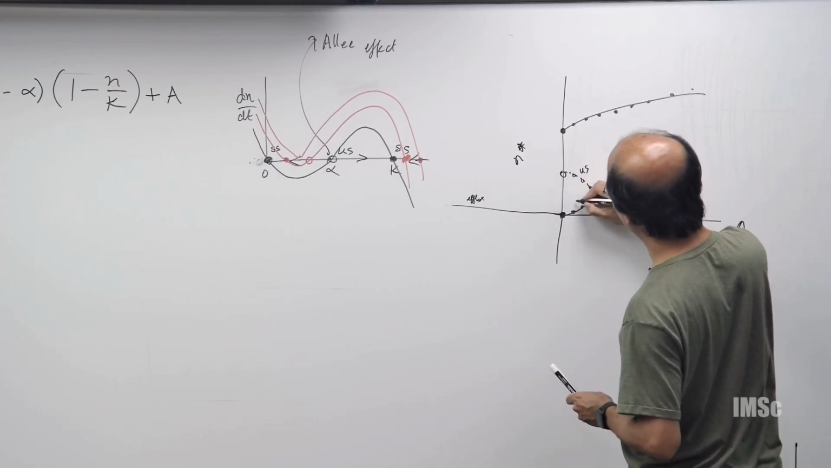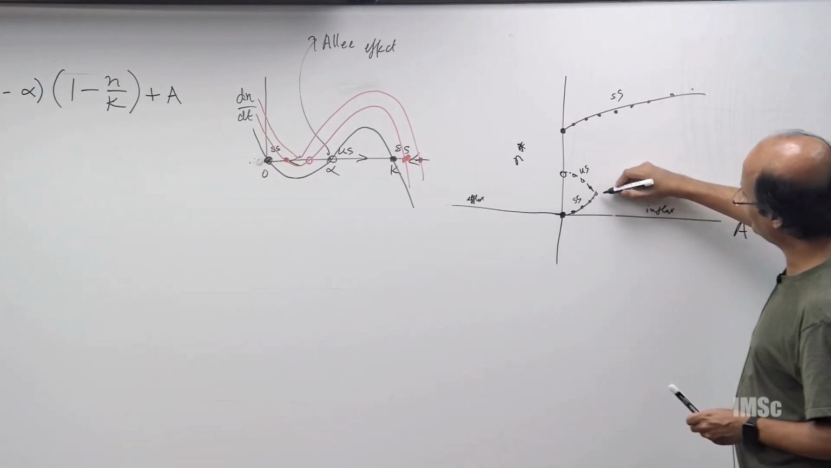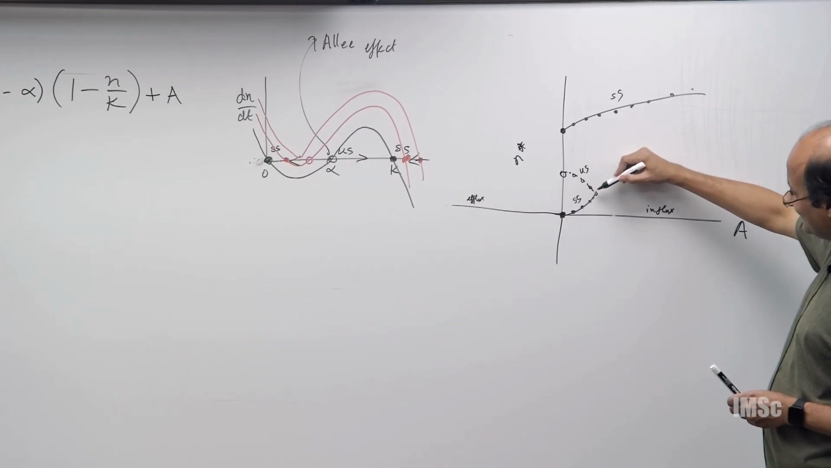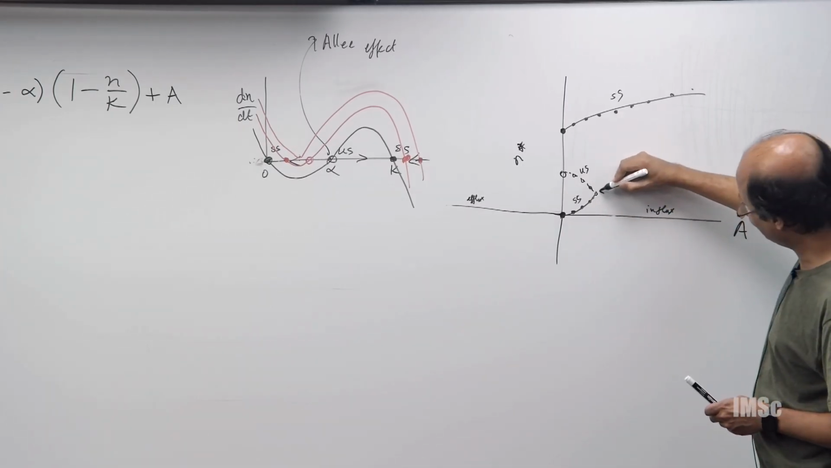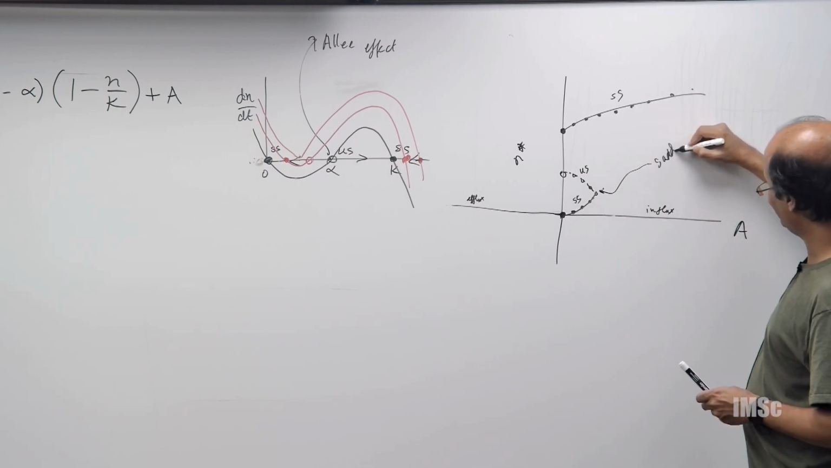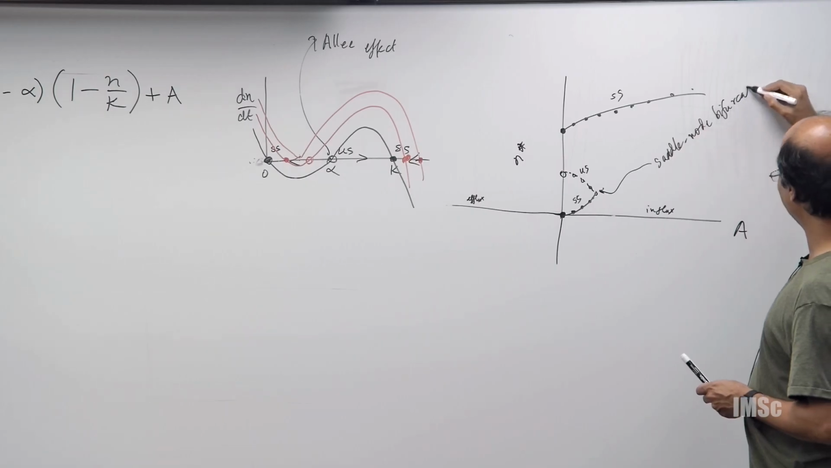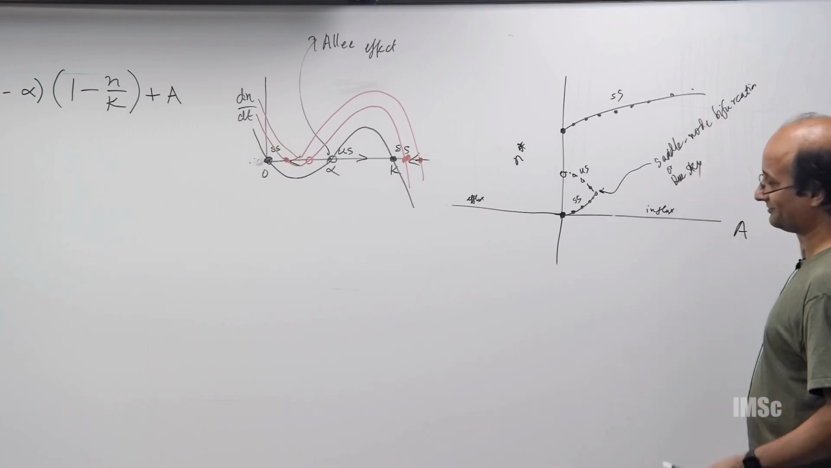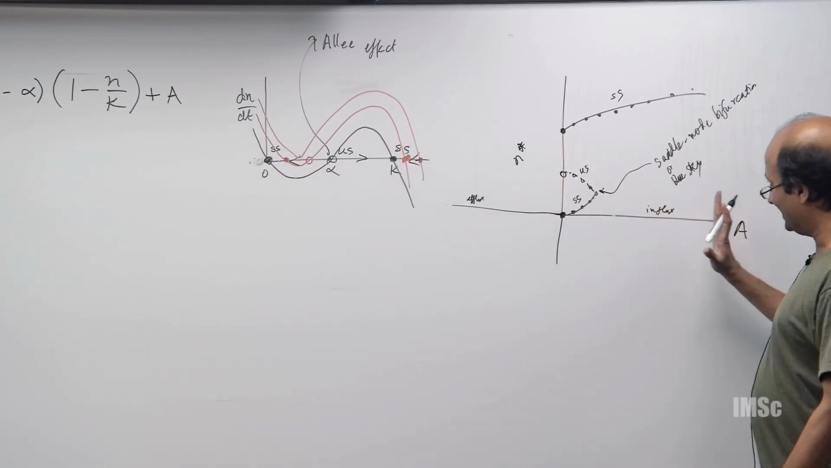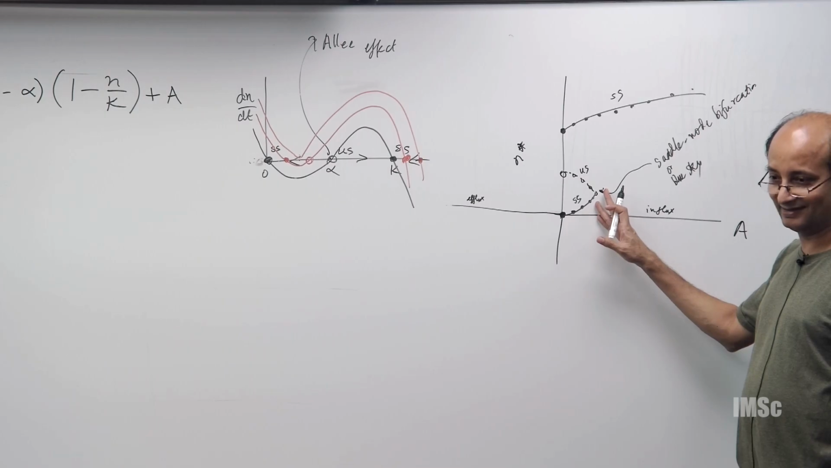So this is my unstable branch, this is my stable branch, and this is another stable branch. Here, my unstable and stable branches are eventually coming together and then disappearing. This is an example of a saddle node bifurcation, or sometimes known as blue sky bifurcation. Why blue sky? Because if you look at it from the opposite end, as I gradually increase my A, suddenly out of nowhere another stable and unstable branch appears out of the blue sky.